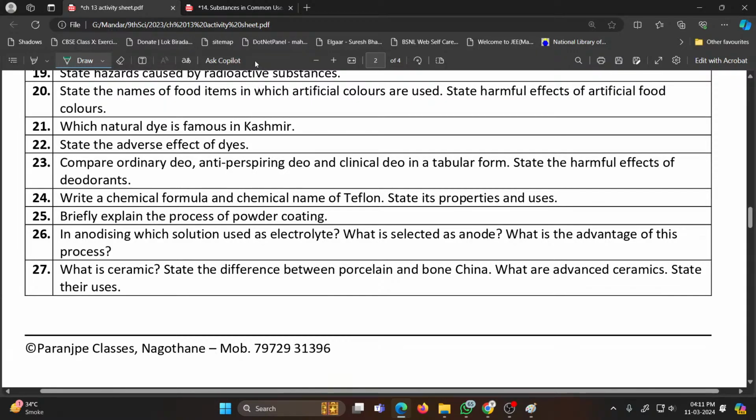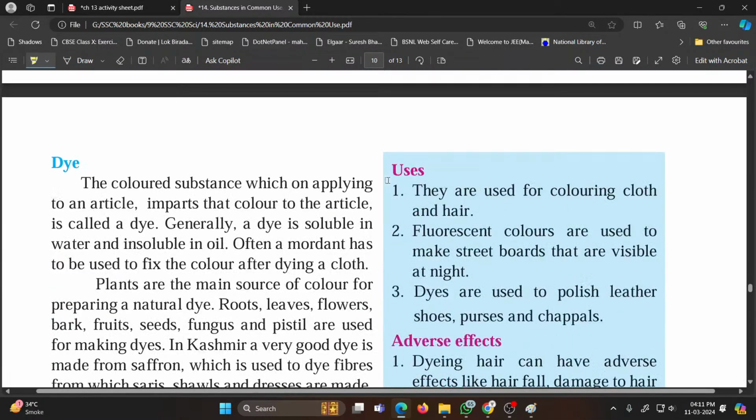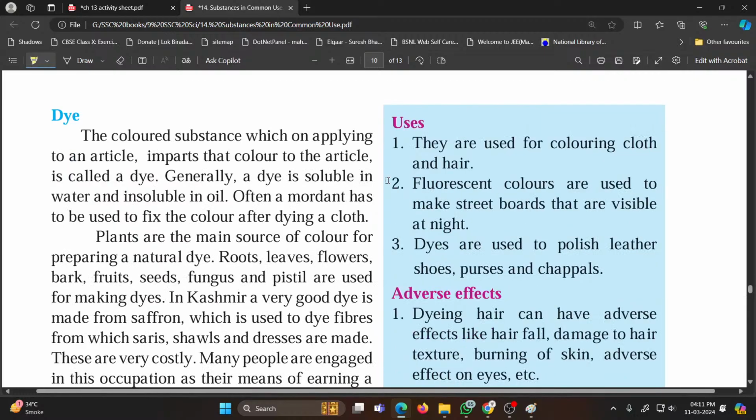Which natural dyes are famous in Kashmir? In Kashmir, the dye made up of saffron is famous. State adverse effect of dyes. Dyes are basically the colored substance which on applying to an article impart that color to the article. This is the definition of dye.